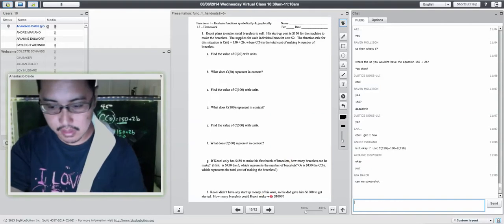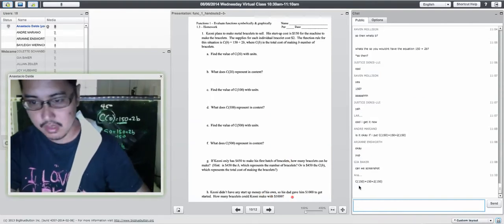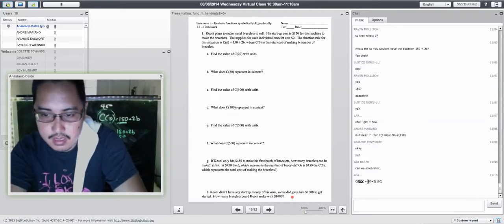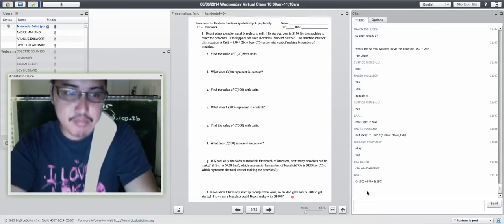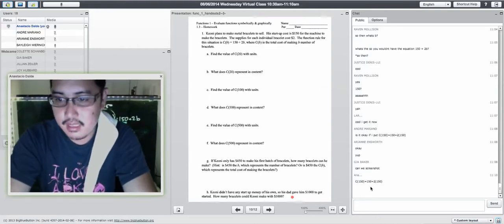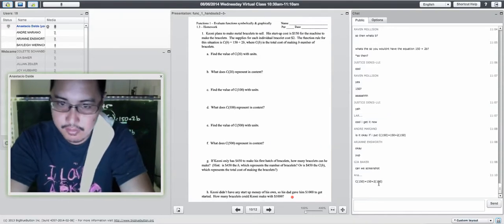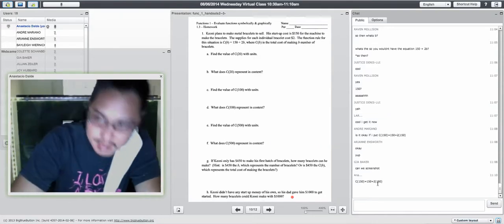Let's take a look at what Andre is talking about. That first 150 represents the bracelets, whereas the second 150, the one in the middle, right after the equal sign, represents the amount of money invested. That's the cost of the machine. And then that last 150 represents the number of bracelets again.